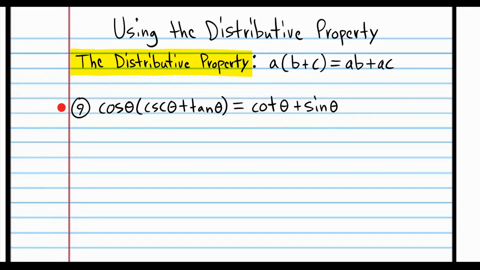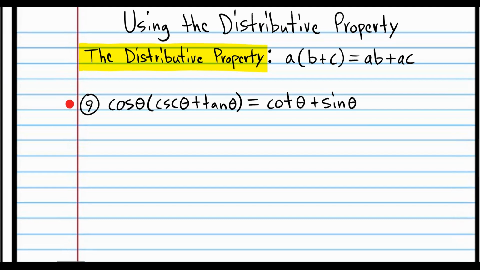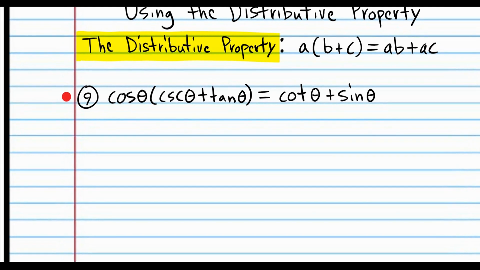So now we're going to do problems that require the distributive property, also called the distribution rule, however you want to word that. We have a cosine function that is multiplied by the sum of two other functions.